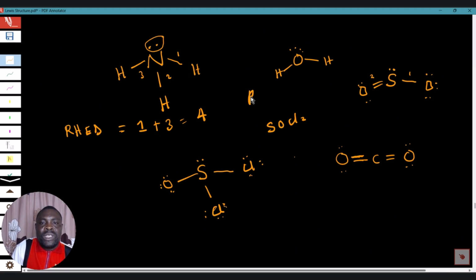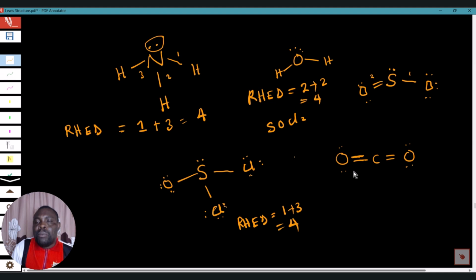Let's look at water. What is the region of high electron density of water? We have 2 lone pair plus 2 bond pair. Again, we have 4. In thionyl chloride, the region of high electron density will be 1 plus 3, giving me a total of 4. Let's look at carbon dioxide. The region of high electron density will be, there's no lone pair. Now we have bond pair. When you are counting region of high electron density, this bond pair that is double will be counted as 1, plus this bond pair that is also double will be counted as 1. So the region of high electron density of carbon dioxide is 2.